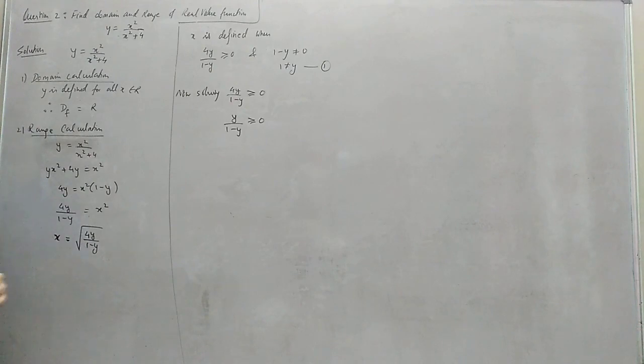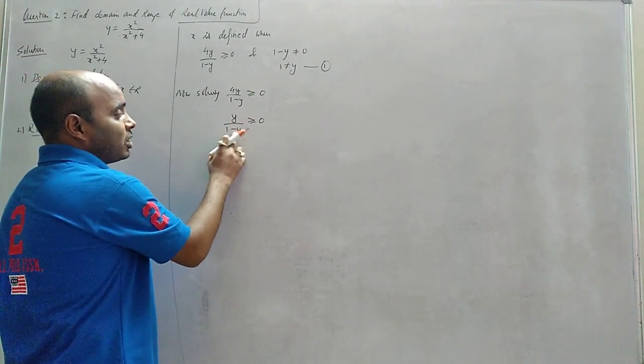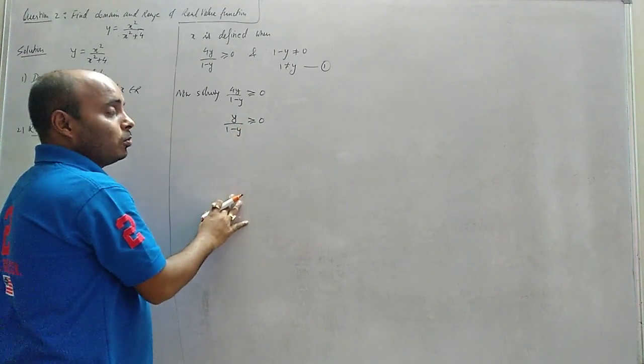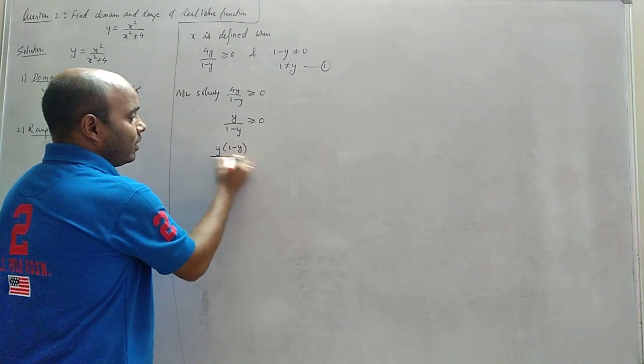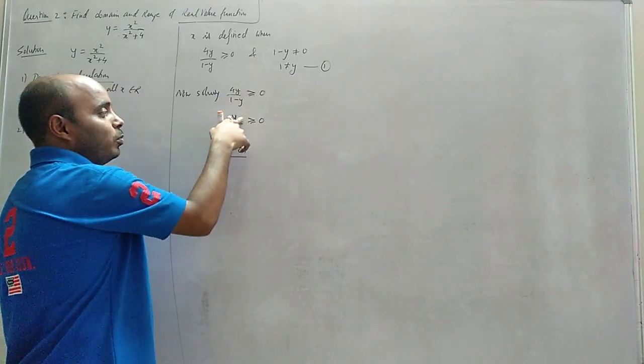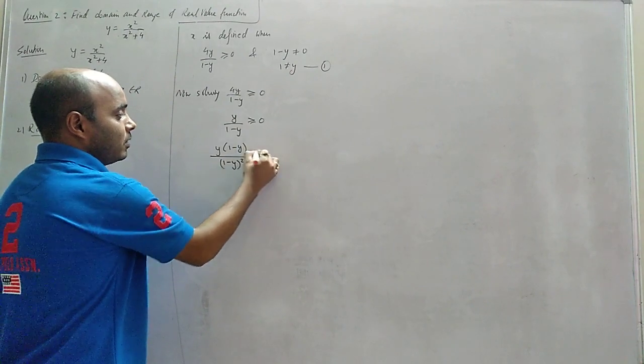But we cannot shift 1 minus y to that side. Done? Now, what to do? If I cannot shift 1 minus y to that side, we have to make the denominator a whole square. So how to make the denominator a whole square? Multiply the denominator in numerator and denominator. So this will become like this.